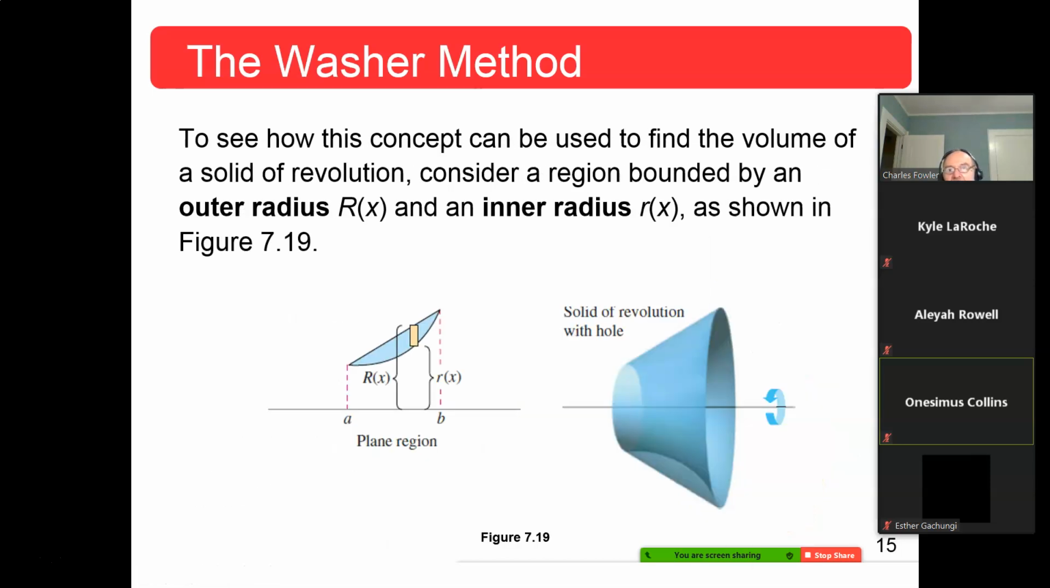To see how this concept can be used to find the volume of a solid of revolution, consider a region bounded by the outer radius R of x and the inner radius little r of x. But this time, these are not just fixed numbers. This is a function, and that's a function. So now we have the difference between two functions, but we're not finding the area like we did before, that would be summing all these together. We're finding the volume when they revolve around some other axis that's not part of the little r or the big R. That's the axis down here.